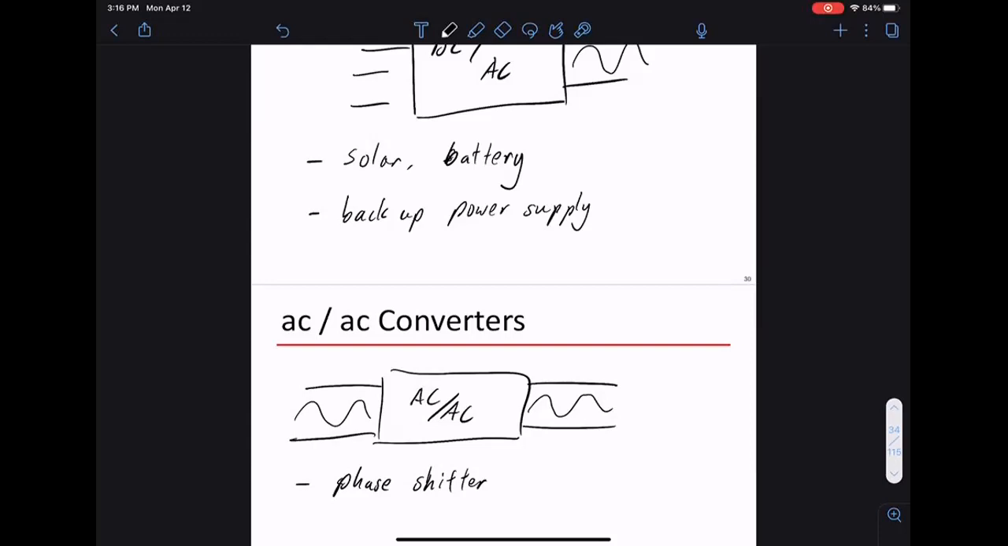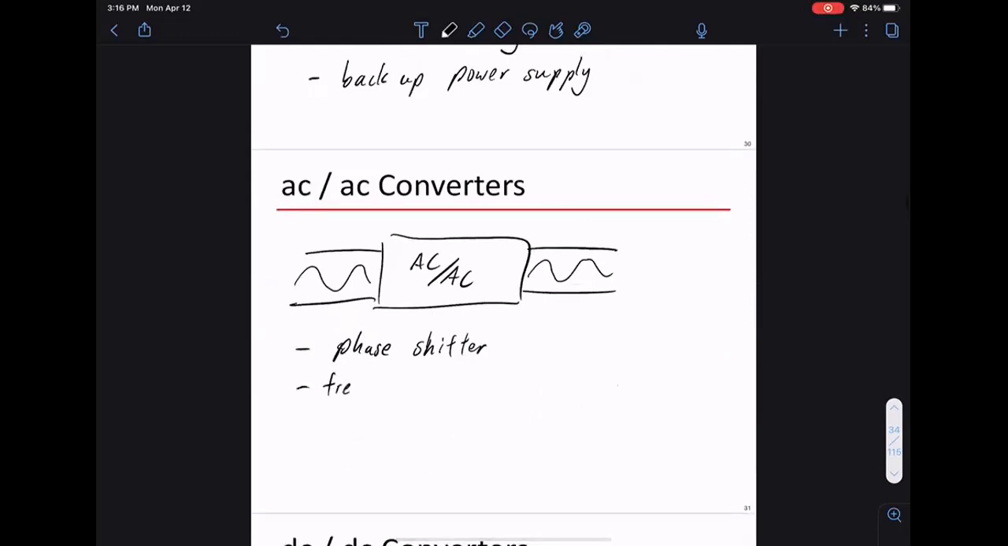Frequency is another thing you want to shift. A transformer will not shift frequency for you. It seems almost impossible to shift frequency with a transformer, but sometimes we do want to. What appliance in your home, for example, will want AC power, but maybe not at 60 hertz?